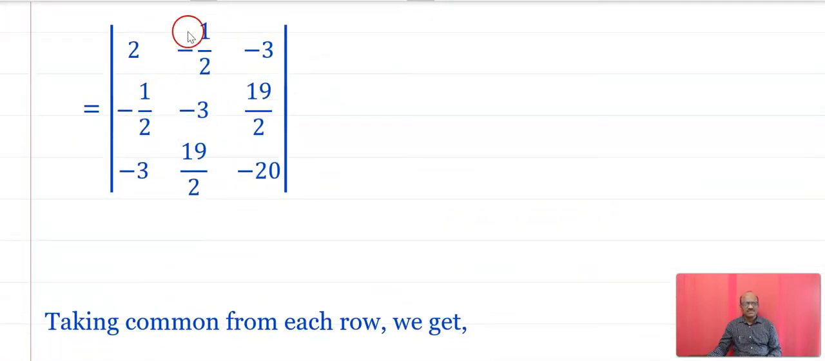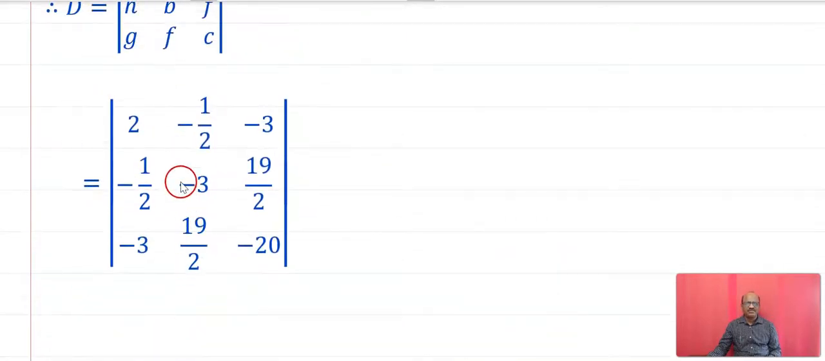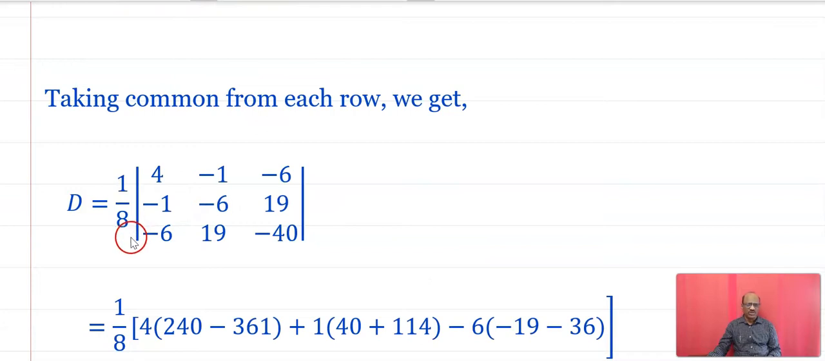Now, if we see this determinant, there is a fraction. That's why, to make it a very simple way to solve this determinant, take 1 upon 2 common from this determinant. Then you will get, if we take 1 upon 2 from each row or each column, then you will get 1 upon 2, 1 upon 2, 1 upon 8.